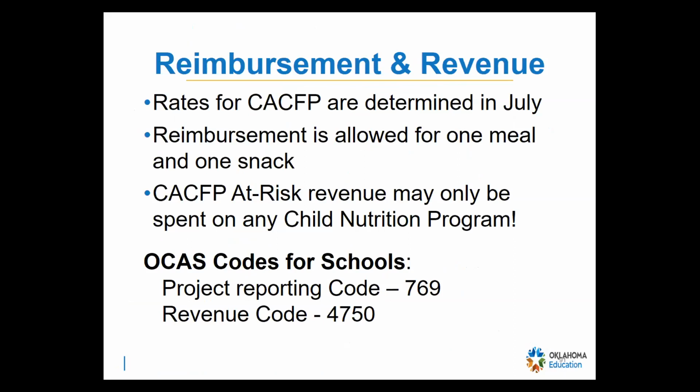So reimbursement and revenue. The rates for CACFP, which are the same as schools, come out in July. Reimbursement is allowed again for 1 meal and 1 snack. And CACFP at-risk revenue may be only spent again on child nutrition programs. I kind of talked about that earlier. Only the money that we give you can only be used for our program. If you're a school district, you can report everything under 769 and revenue code 4750. And that's what we'll pull from you instead of the expenditure worksheet. You can do the expenditure worksheet, but really for you guys, your coding is so intricate, you can just code everything 769. That's CACFP.